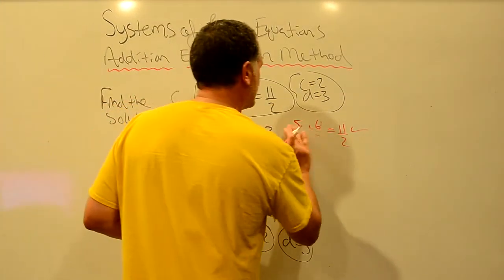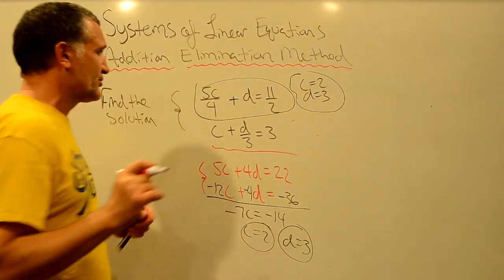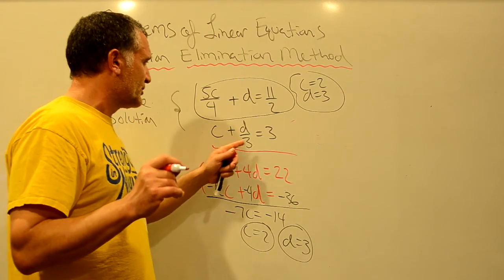Check the second equation. Make sure it works. So put in your c equals 2 and d equals 3. 3 over 3 is 1. 2 plus 1 equals 3.